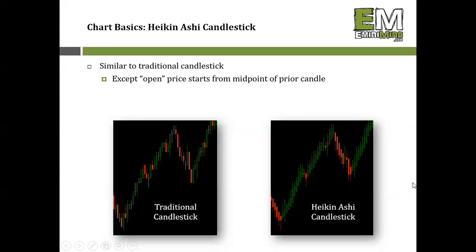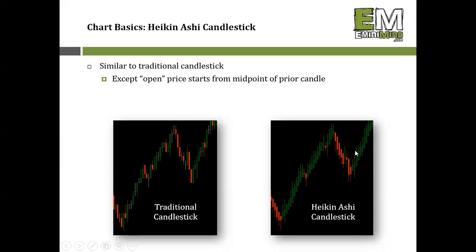And instead of each candle beginning where the last candle closed, which is what a typical traditional candlestick chart would be, open, high, low, close, the Heikin Ashi variation starts at the midpoint of the prior candle. So it's midpoint, high, low, close.